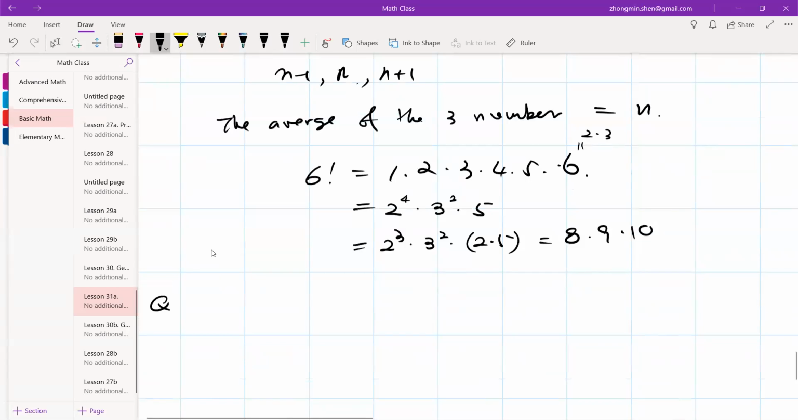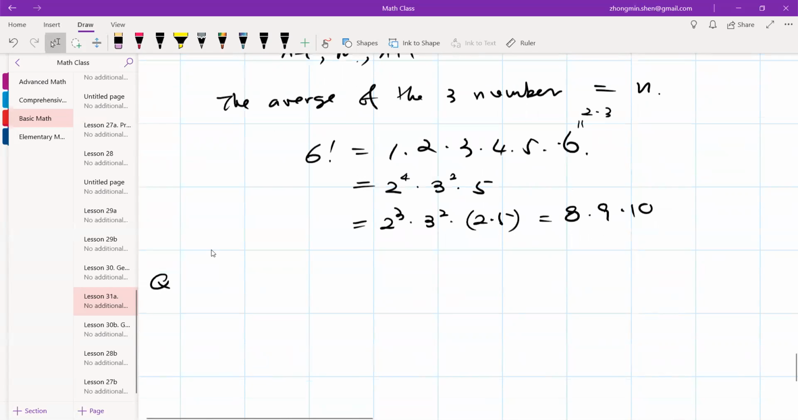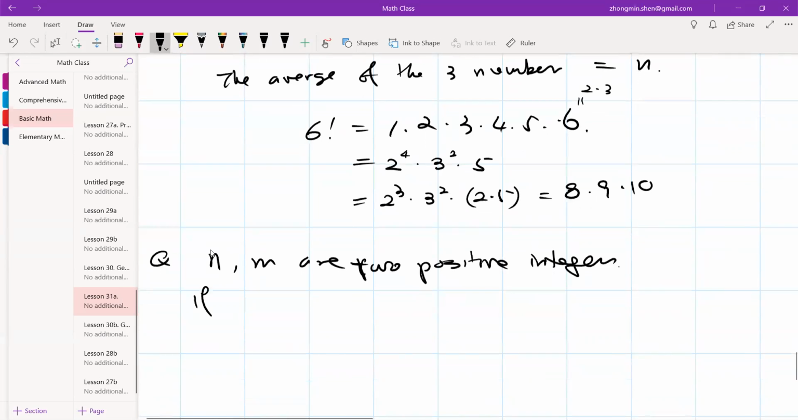Right, so our next problem is about two positive integers, N and M. We know that if the product is 17, what is the sum?